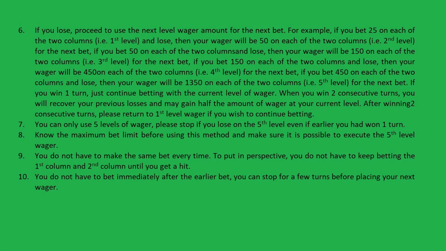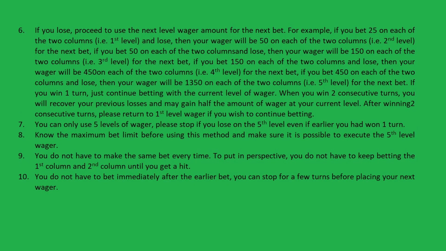6. If you lose, proceed to use the next level wager amount for the next bet. For example, if you bet 25 on each of the 2 columns, i.e. first level, and lose, then your wager will be 50 on each of the 2 columns, i.e. second level, for the next bet. If you bet 50 on each of the 2 columns and lose, then your wager will be 150 on each of the 2 columns, i.e. third level, for the next bet.